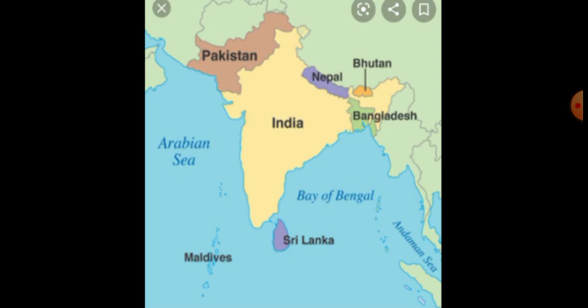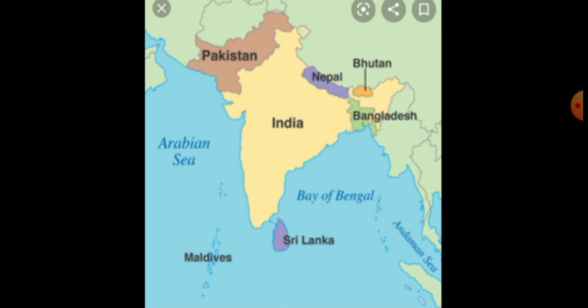Okay, then the fourth favorite state is Kerala. Kerala is also known as God's own country because Kerala contains beaches, backwaters, museums, sanctuaries, temples, etc. So Kerala is also known as God's own country. Likewise, many favorite states are there in India.